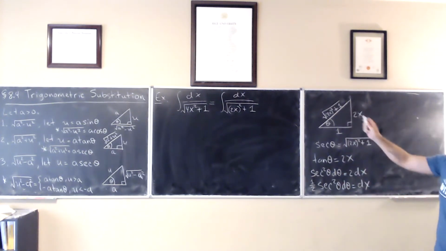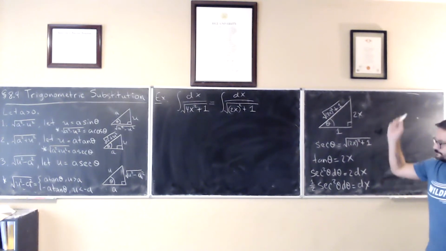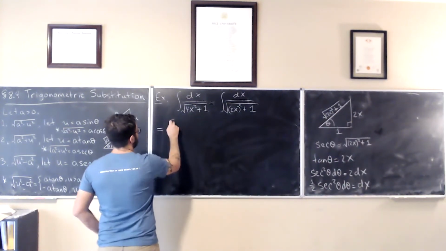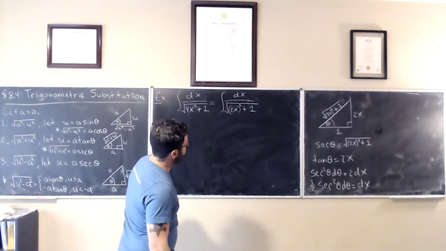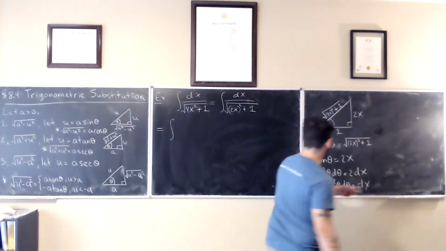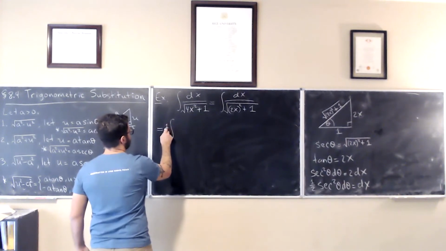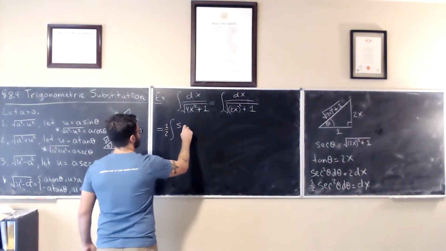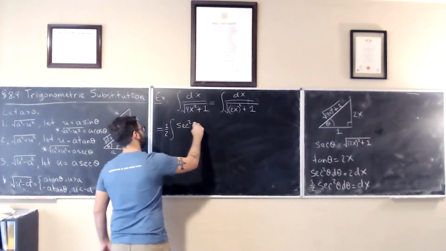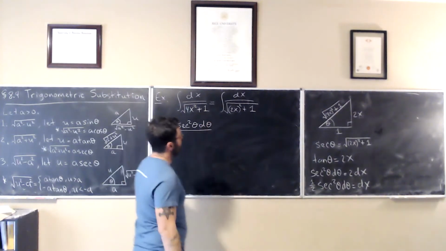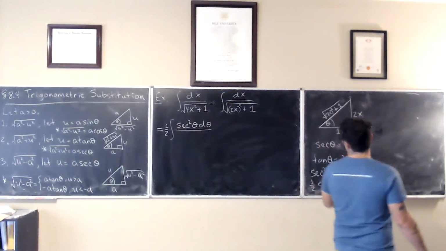All right, dx. And this radical, I can rewrite this in terms of theta. So dx is 1/2 secant squared theta d theta. So I'll take out that 1/2, secant squared theta d theta, all over secant theta.